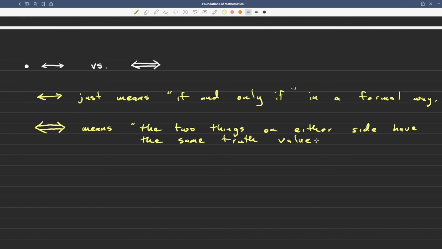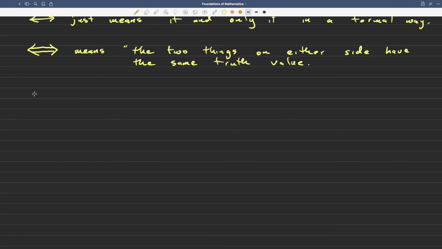Another way to say that: if I write P, then I put the double barred arrow, Q, like so. So that means P and Q have the same truth value. One way to think about it is this: it means P if and only if Q, with the single bar, is a tautology. This is probably the most concise way to state what we're talking about here.